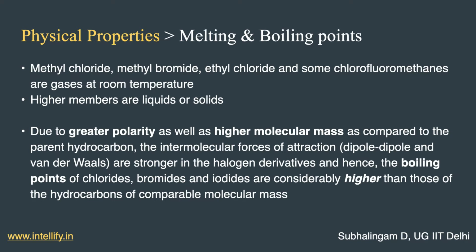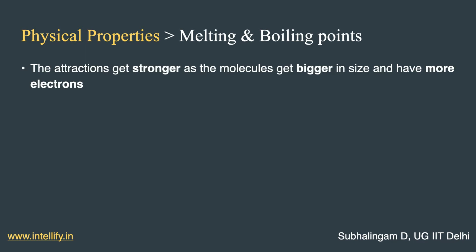When we compare these compounds with the parent hydrocarbons, we notice that the intermolecular forces of attraction, which include the dipole-dipole interaction and the van der Waals interaction, are stronger in the halogen derivatives because of the greater polarity as well as higher molecular mass. Because of this, chlorides, bromides and iodides have higher melting points than those of the parent hydrocarbons. The attractions get stronger as the molecule gets bigger in size and has more electrons.